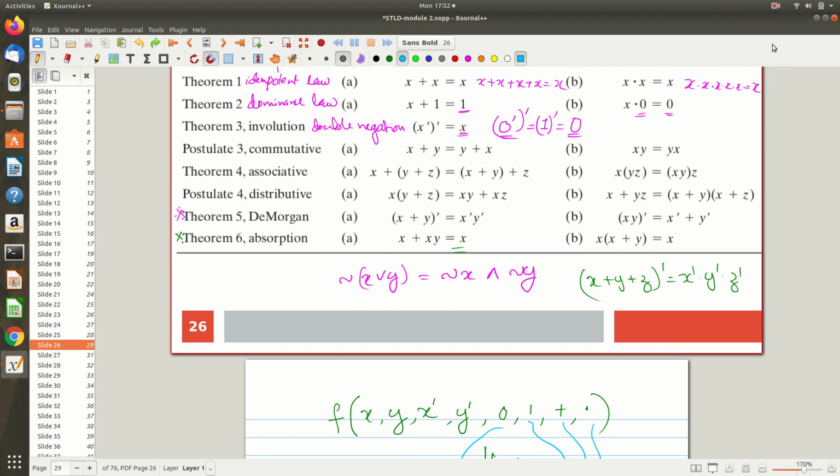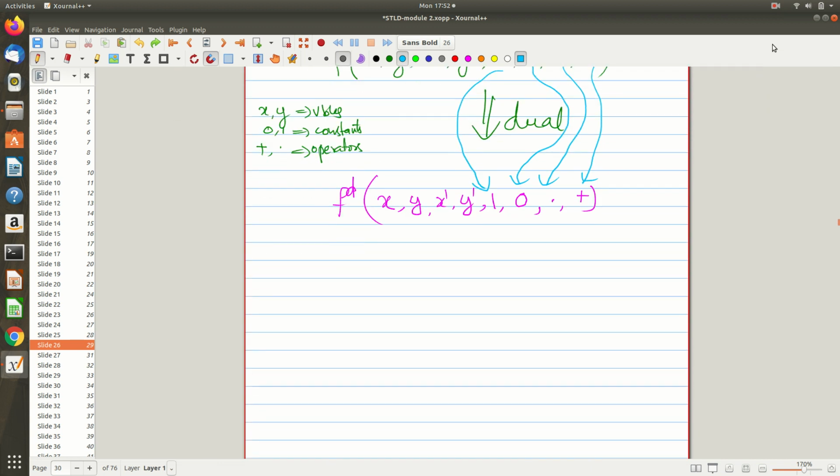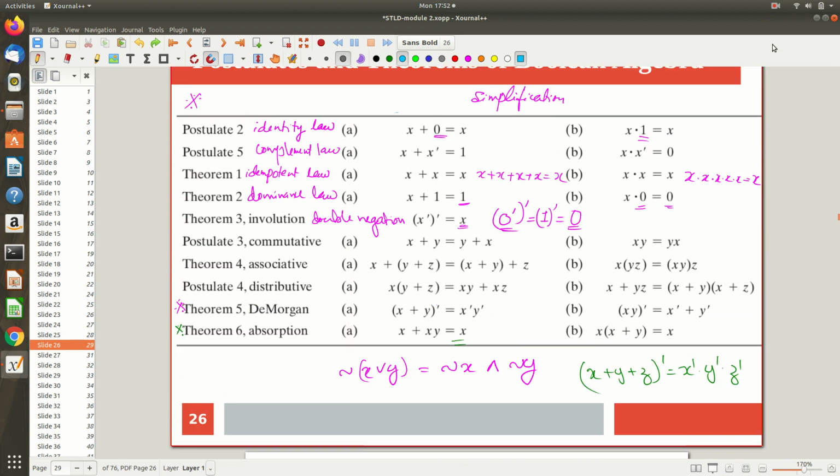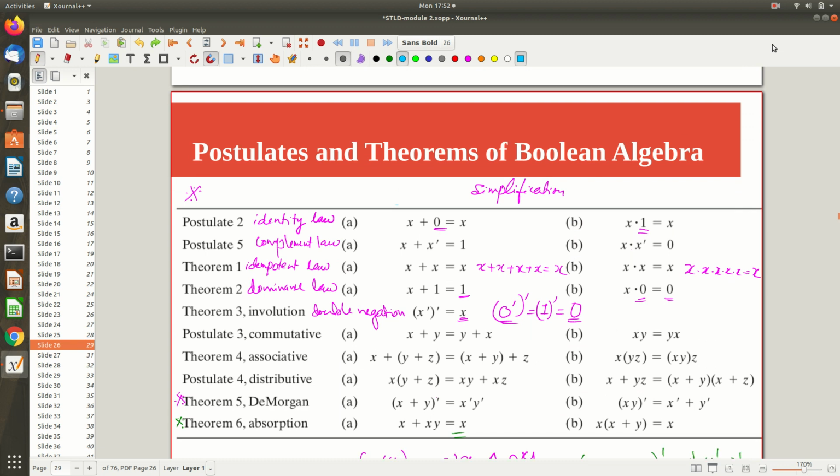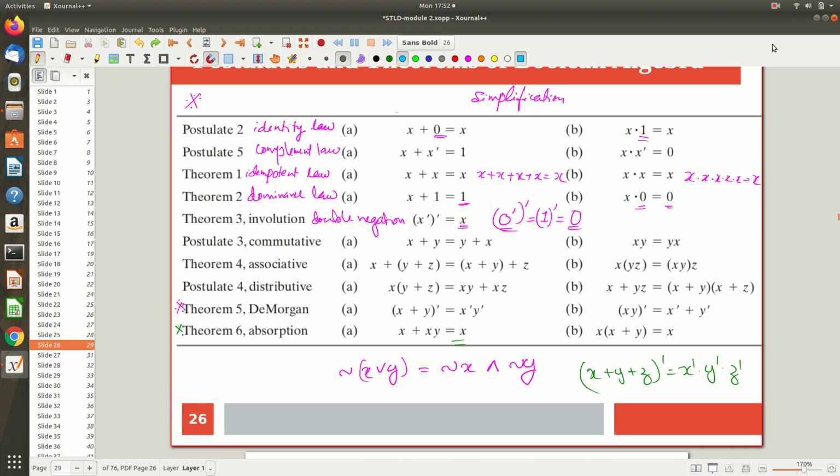So that is about the dual of an expression. Keep that in mind, and wherever you see any Boolean algebraic theorem or postulate, you can see an equivalent dual of it. If this A part is true, definitely the B part is also true. You don't have to spend time proving the B part. So we saw it, right? This table itself is a proof. We can see that.